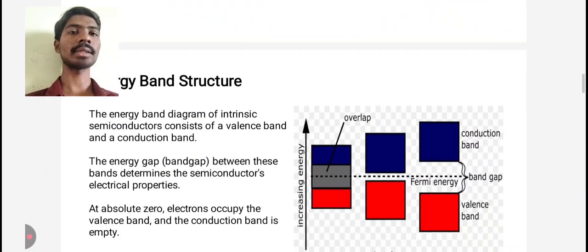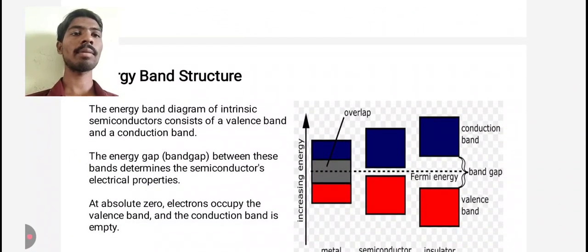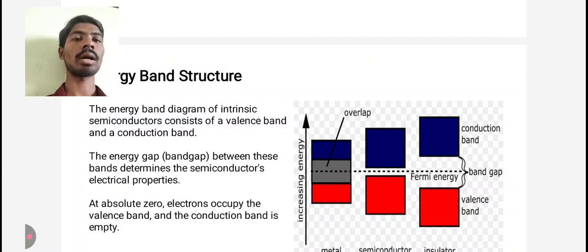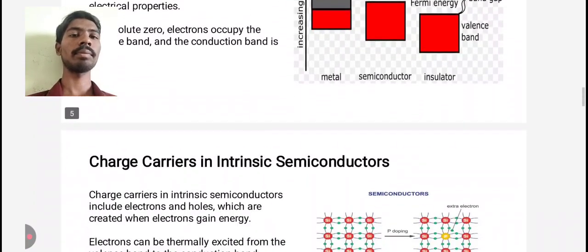Energy band structure. The energy band diagram of intrinsic semiconductors consists of a valence band and a conduction band. The energy gap or band gap between these bands determines the semiconductor properties. At absolute zero, electrons occupy the valence band and the conduction band is empty.